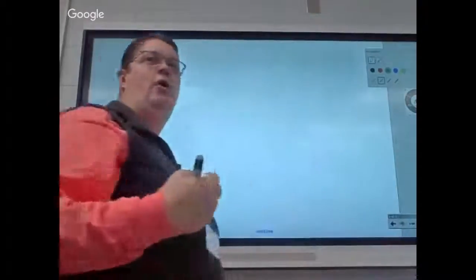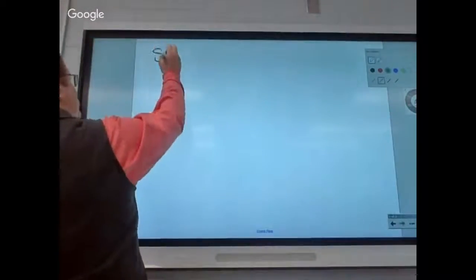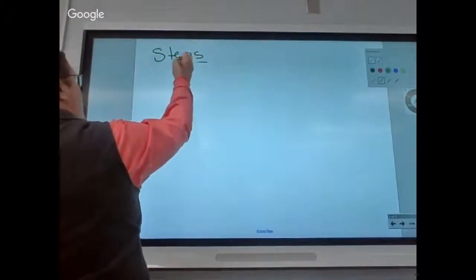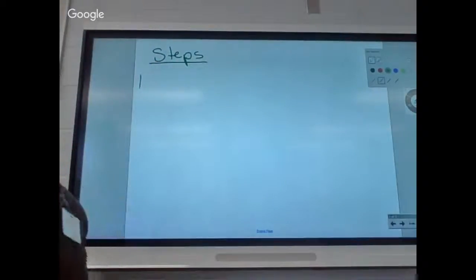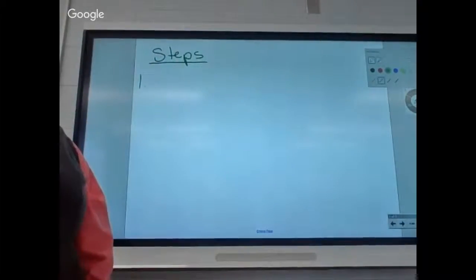Fortunately for us, we're going to follow the same steps for single displacement and double displacement, so we don't have to do this process twice.